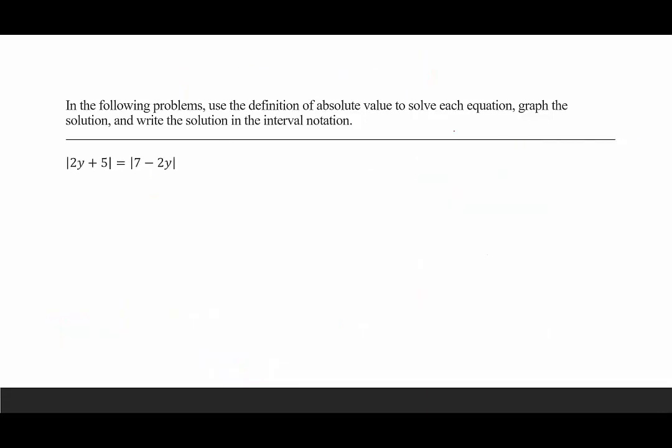One more example. I didn't want you guys to try this one because it's a little bit weird looking. We have an absolute value is equal to an absolute value. Now here's the deal. There are two solutions to this. One is when you just ignore all absolute value signs. So one possible solution is when 2y plus 5 is equal to 7 minus 2y.